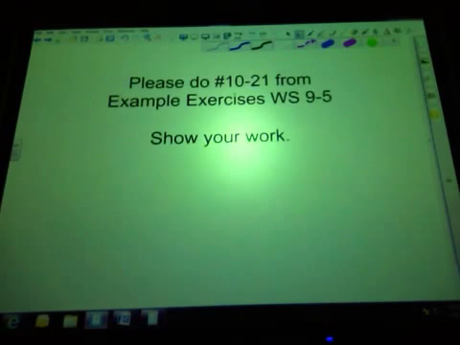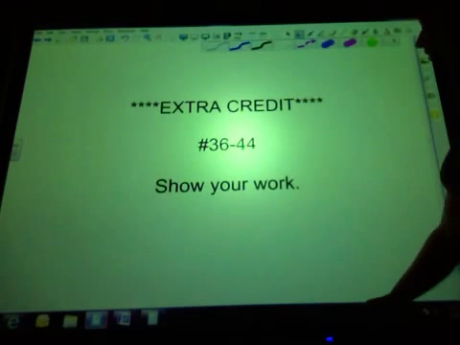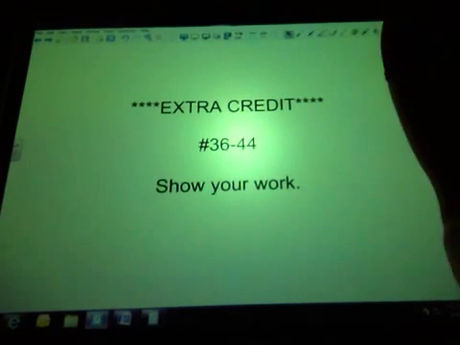Please go on ahead and do number 10 through 21 on the worksheet. Make sure that you show your work on this section. Work's going to be counted for one of the points. When you're finished with that, you can do 36 through 44 for extra credit. And then make sure you show work on that part and then get it turned into the sub when you're finished. Thanks. Have a good day.